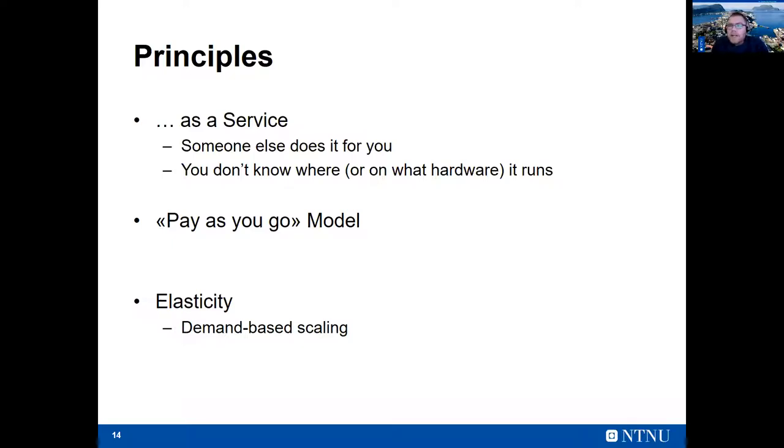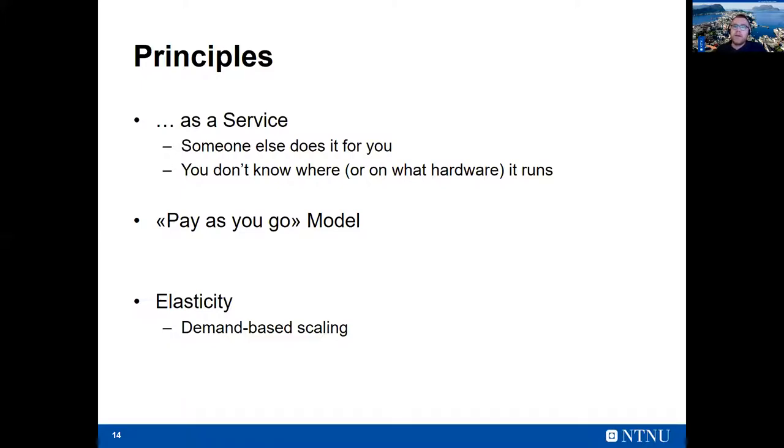It's now run elsewhere, and the only thing that you really need is the internet connection to connect to it. But what you don't really know is how it's run, what hardware it's run on, who configures this and so on. So it's completely detached. There's an abstraction level there, and fundamentally the transformation follows the idea that you shift to a pay-as-you-go model.